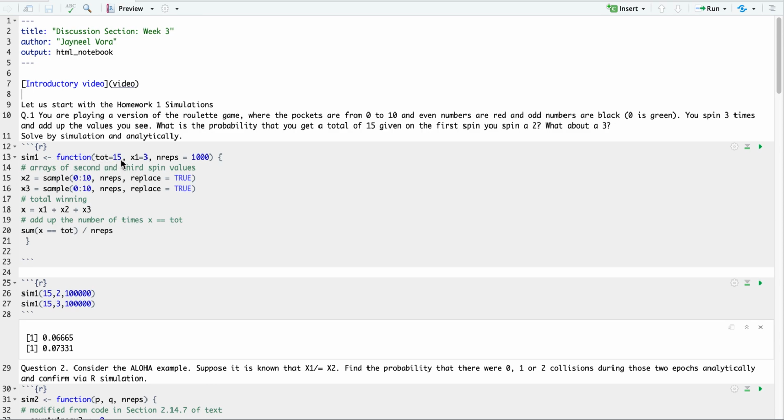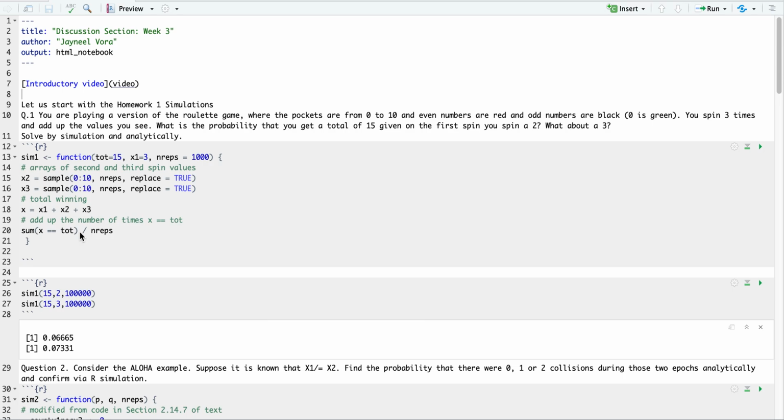The function value stored is equal to 15, x1 is 3. You sampled the values out here from 0 to 10. You knew that the first one was 2 or 3, so you put the values of x1 right there. You found the total as x1 plus x2 plus x3, and you just found this value of sum x, which is equal to total divided by number of repetitions. So total was the number of times you will have the value of the sum as 15.